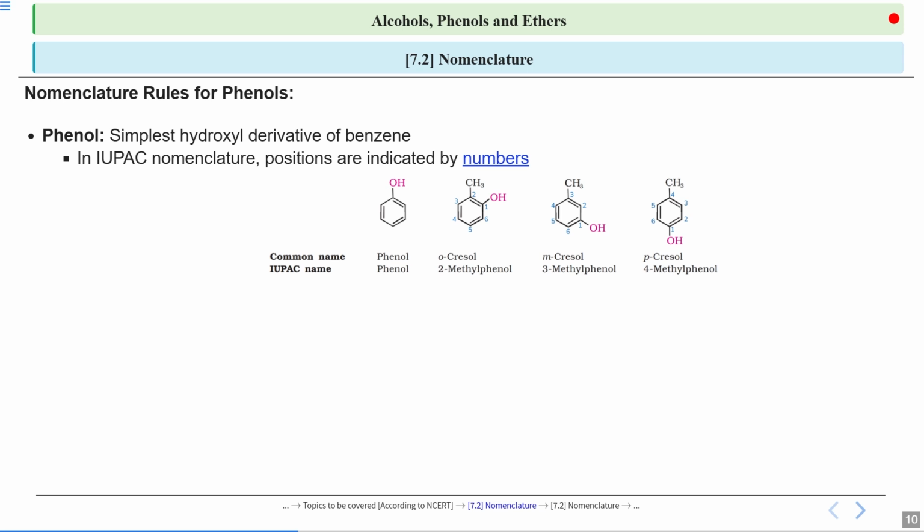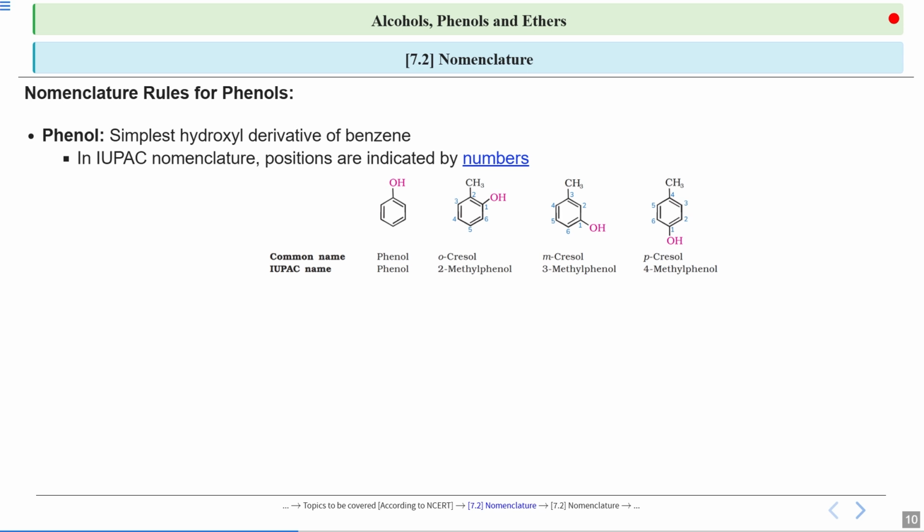If you read both the common name and the IUPAC name, then you can understand that the second position of benzene with respect to the OH group is the ortho position. The second and sixth positions, after numbering with respect to OH, are ortho positions. The third and fifth positions are meta positions, and the fourth position is the para position in the benzene ring.